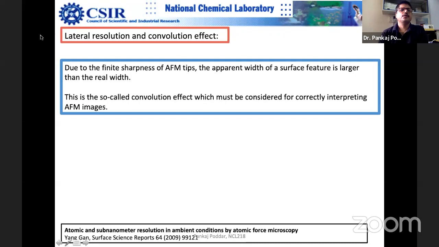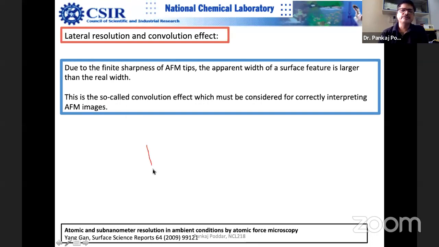So, due to the finite sharpness of the AFM tip, the apparent width of the surface feature is larger than the real width. This is the so-called convolution effect, which must be considered for correctly interpreting an AFM image. I would like to tell you one more thing, which is not there in the slide. Let me draw certain things actually.